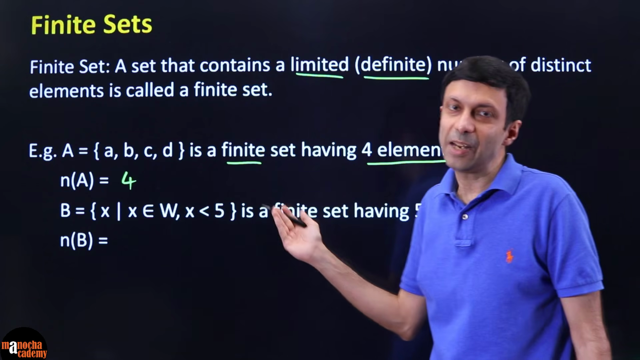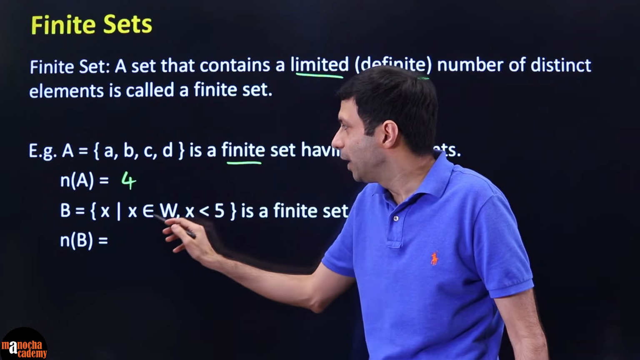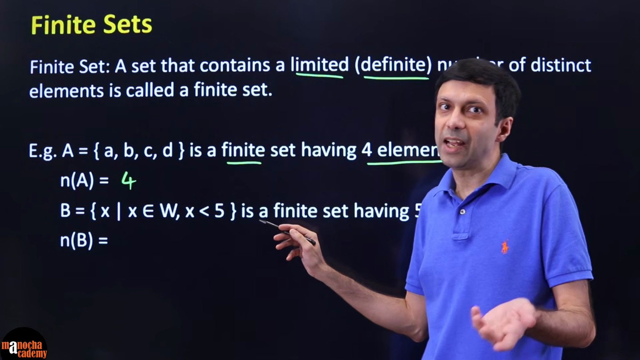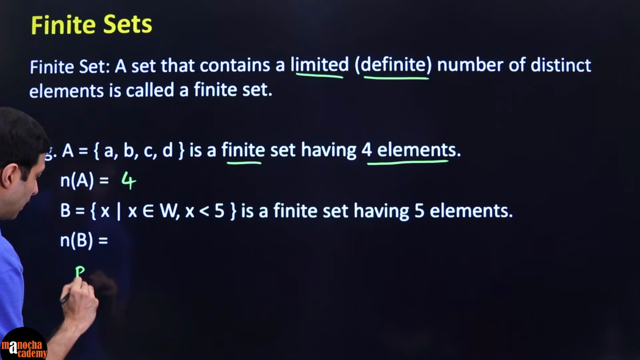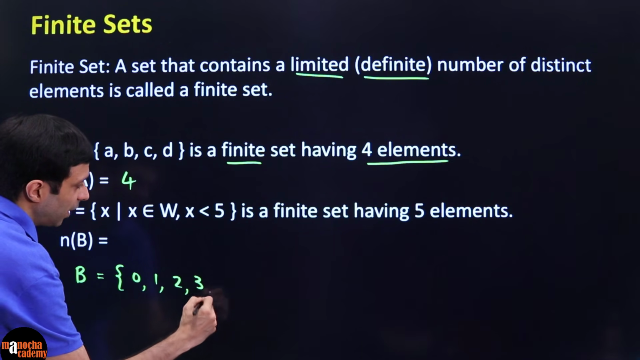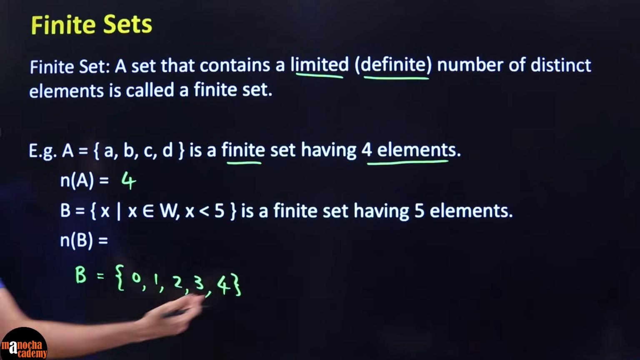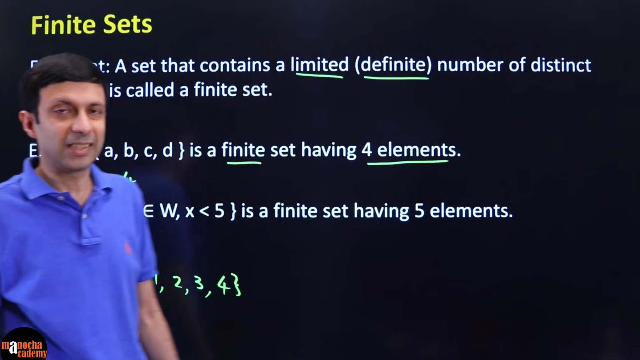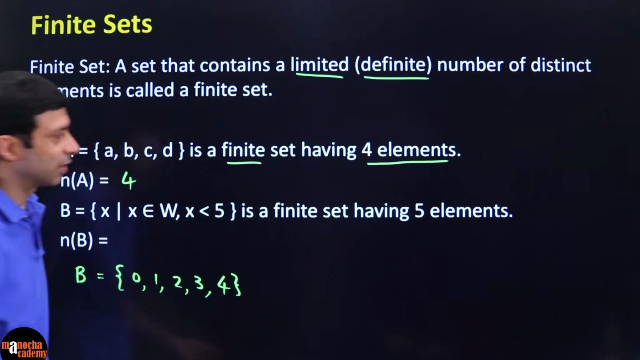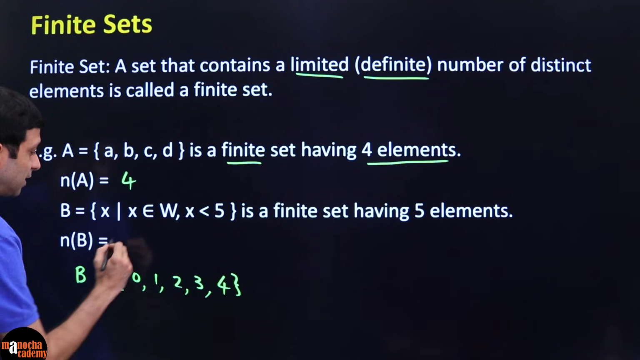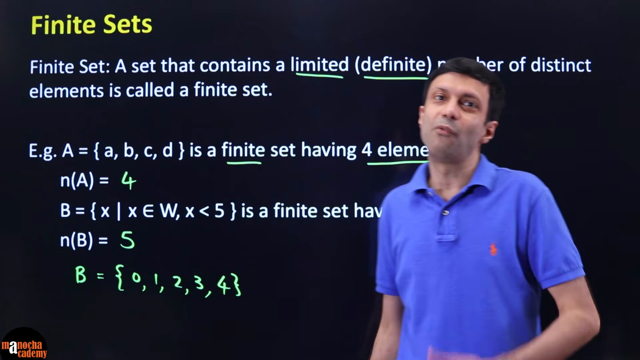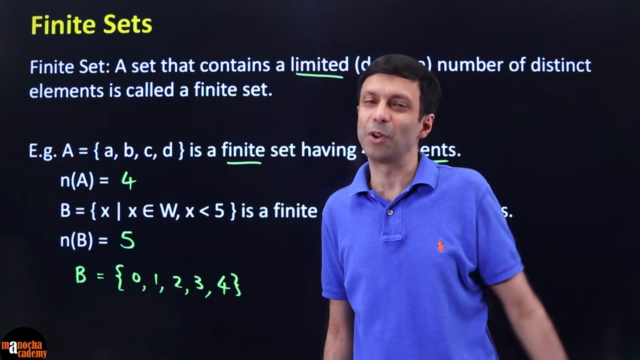Now let's look at set B. This is written in set builder form. X such that x belongs to W, W means whole numbers, and x is less than 5. So what are the elements of set B? Set B basically contains the numbers 0, 1, 2, 3 and 4. Whole numbers less than 5. So how many elements are there in this set? As you can see, there are finite number of elements, which is 1, 2, 3, 4, 5 elements. So set B is having 5 elements and the cardinal number is 5 here. These are examples of finite sets having a finite number of elements.